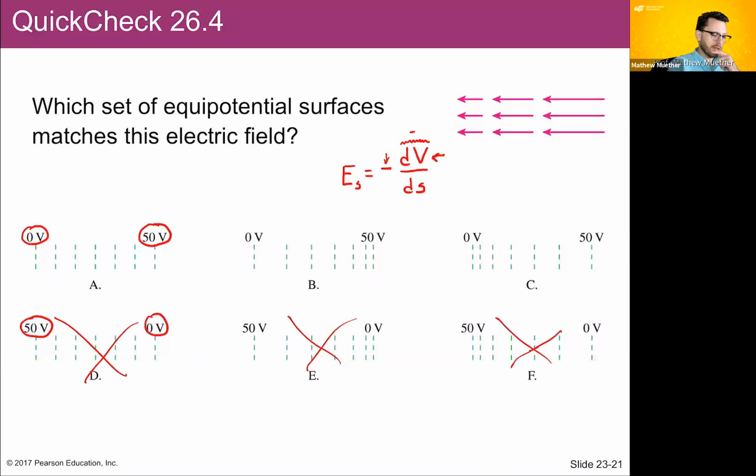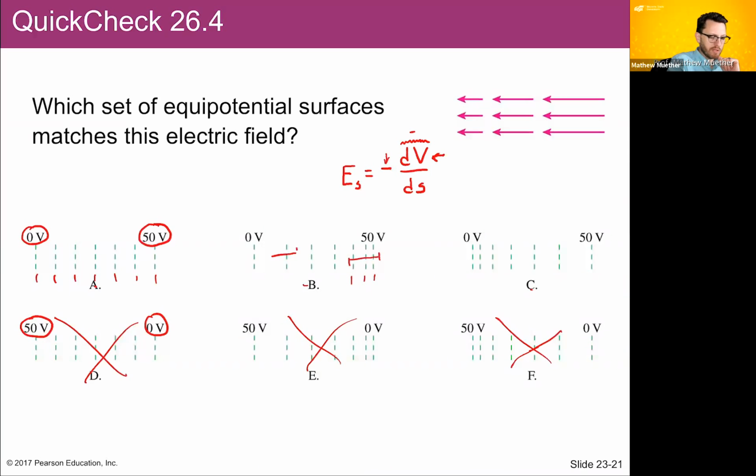What's different between A, B, and C in these? It's how the equal potential surfaces are packed up. Here I can see that I have uniform spacing between all of these potential lines, and here I can see they're more tightly packed over here. What does that mean? That means if I travel this distance in this configuration, my potential is changing. I'm crossing 3 equal potential lines, so my electric potential is changing rapidly.